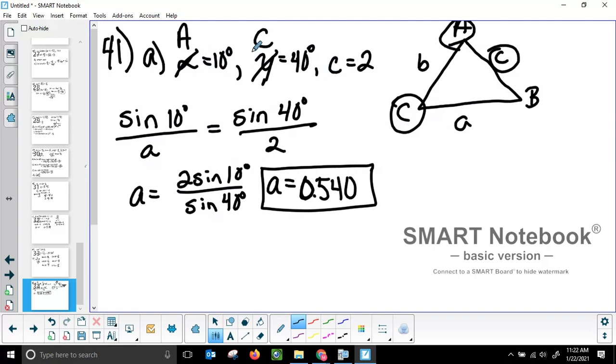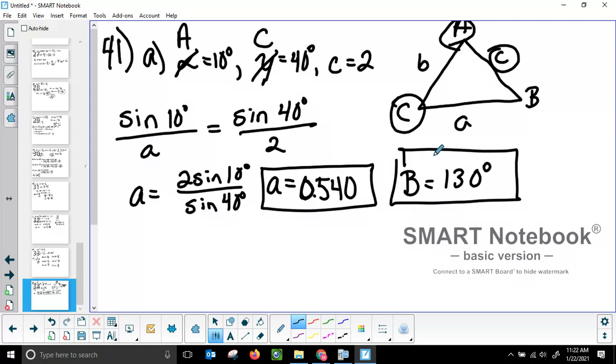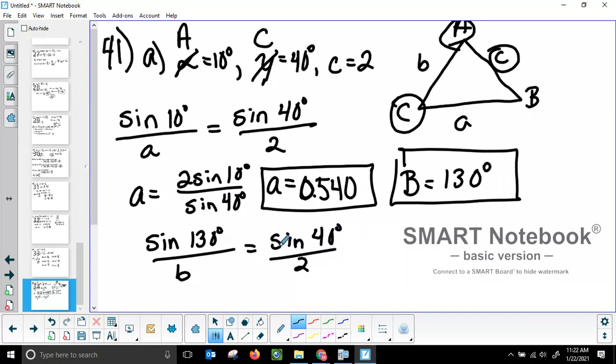All right, we can also very easily find our missing angle. We know that angle B, these all have to add up to 180. If these two add up to 50, then this has to be 130 degrees. All right, and we can go again. We can say sine of 130 over B is equal to sine of 40 over 2. Remember, we want to use the pieces that have not been rounded, like the exact pieces that we were given, whenever possible.